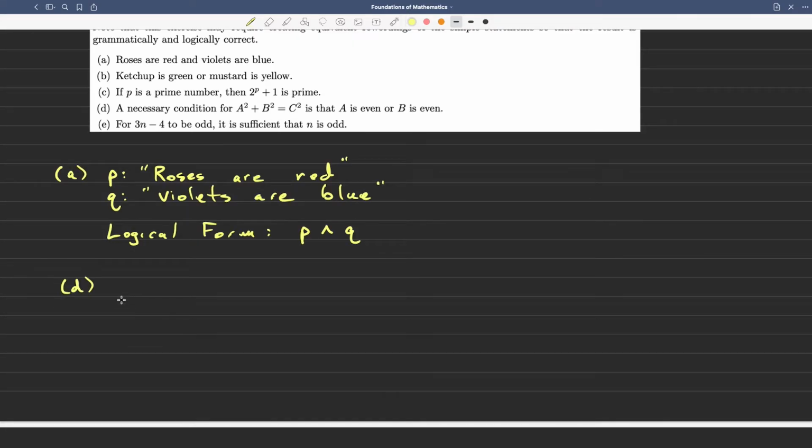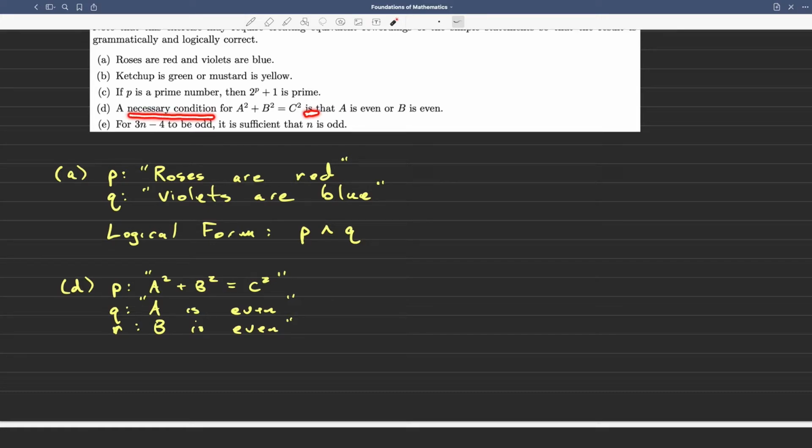And for part D, I have one part that says a squared plus b squared equals c squared. Then I have a part that would be a is even. And then I have a part, let's call it R, that would be b is even. So then what is the logical form of this thing? What's the hypothesis and what's the conclusion? A necessary condition for a squared plus b squared equals c squared is that, so what is the necessary thing in this? What is necessary? A necessary condition is this stuff. So the thing that necessary is applying to is a is even or b is even.